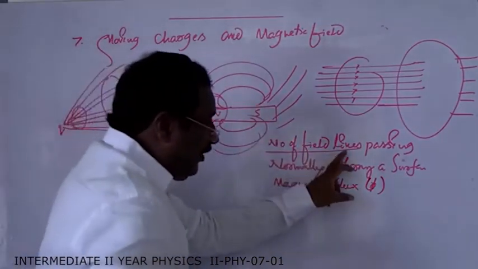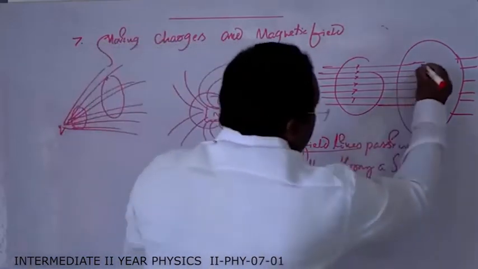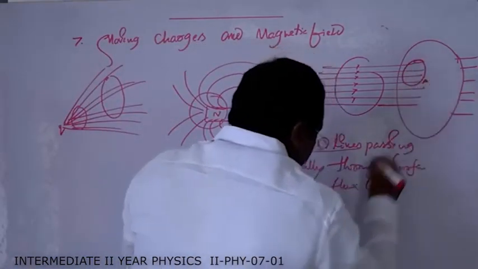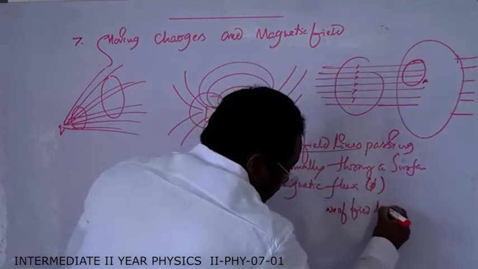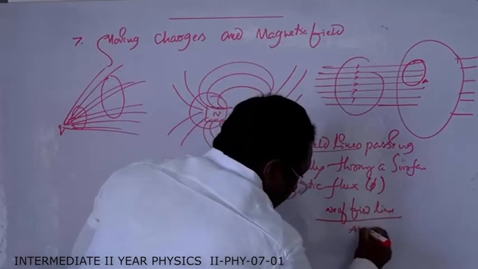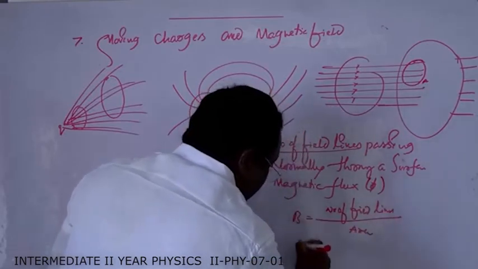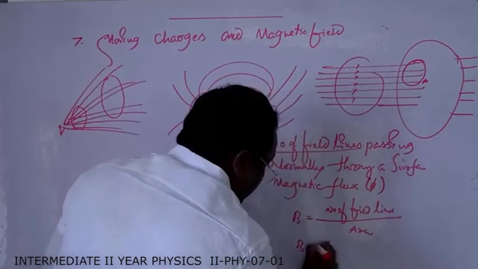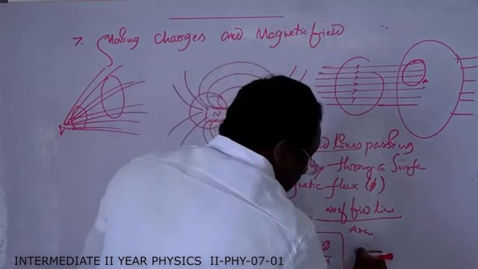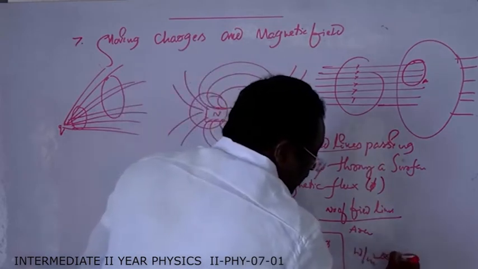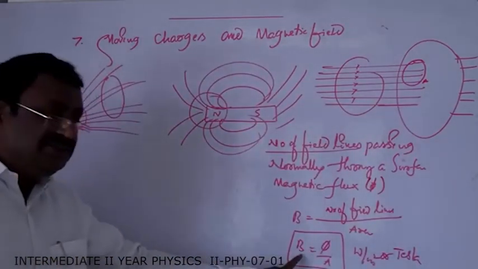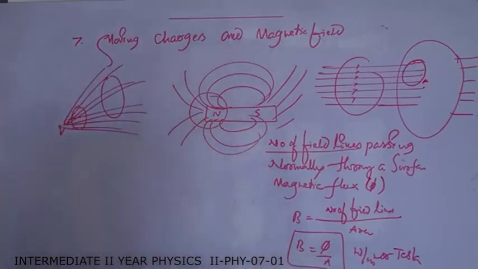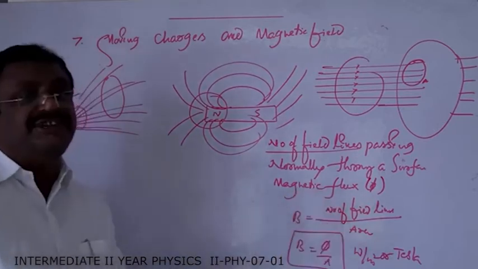If you take the number of field lines for unit area, the number of field lines per unit area is called magnetic strength. B is equal to phi by A. Units are Weber per meter square or Newton per ampere meter, the SI unit is Tesla. It is called magnetic field strength or magnetic induction or magnetic flux density. So this is one of the ways to estimate magnetic field strength.